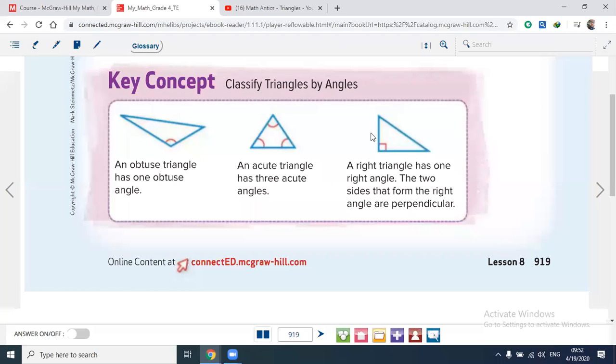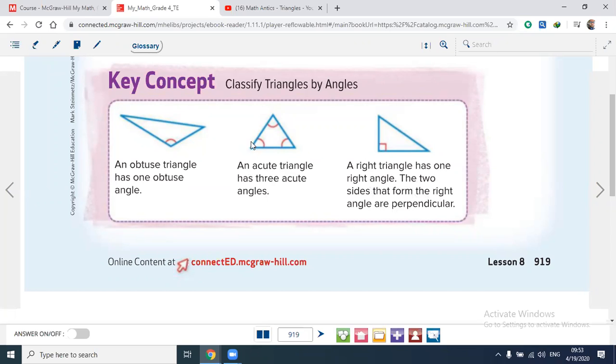As you see here, all of these triangles have 3 sides, the lines, and 3 angles, the vertices or the corners. To classify triangles by their angles, there are 3 types. An obtuse triangle has 1 obtuse angle, and an acute triangle has 3 acute angles. A right triangle has 1 right angle. The 2 sides that form the right angle are perpendicular. We'll explain the perpendicular later.